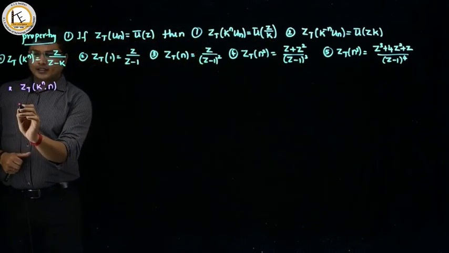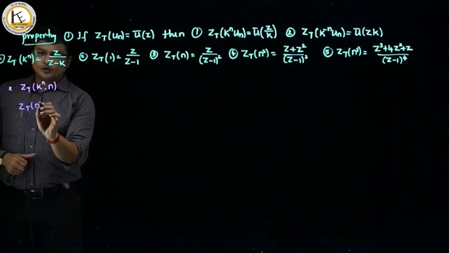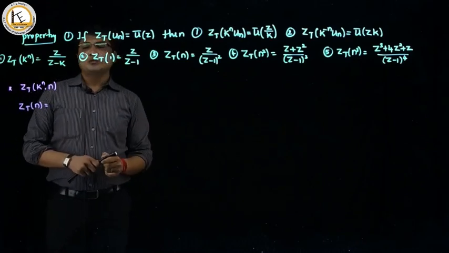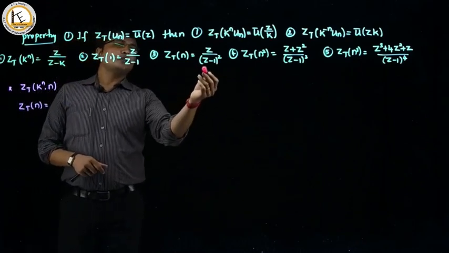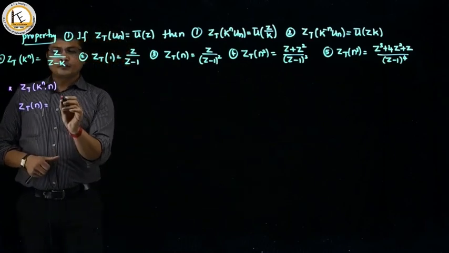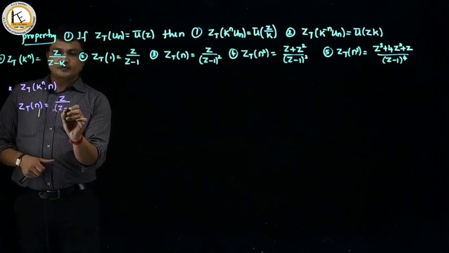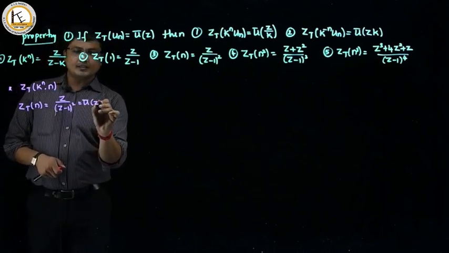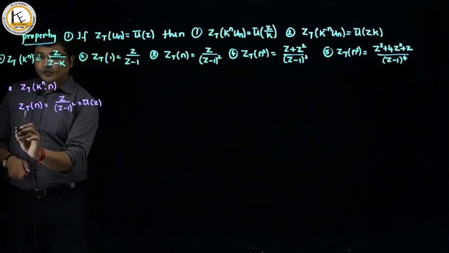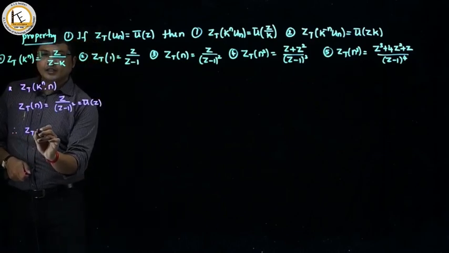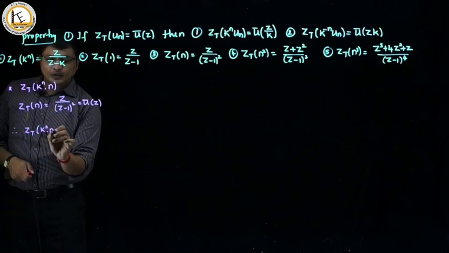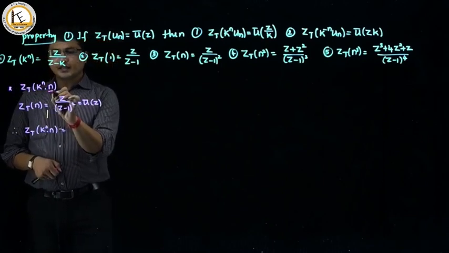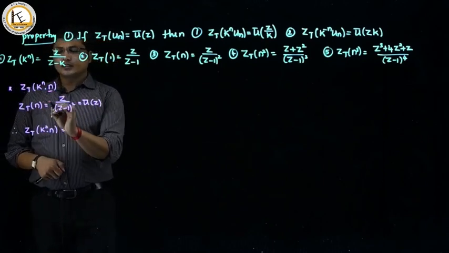So let us take here Z transform of n. So already we have a formula. If you don't have the formula, you just need to derive it once again. Z transform of n is nothing but Z divided by Z minus 1 the whole square. So this is nothing but U bar of Z. Therefore, Z transform of k raised to n into n. Obviously, what we did in the first step, we just took this n separately and took the Z transform of n.